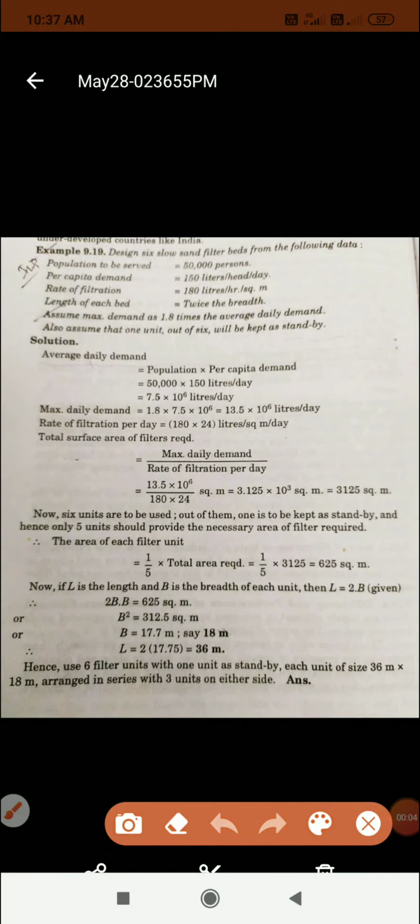Through this video, I will explain how to design the slow sand filter for the given data. The problem is like this. Design 6 slow sand filter beds from the following data.